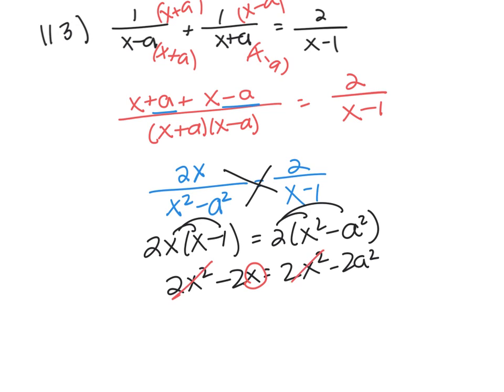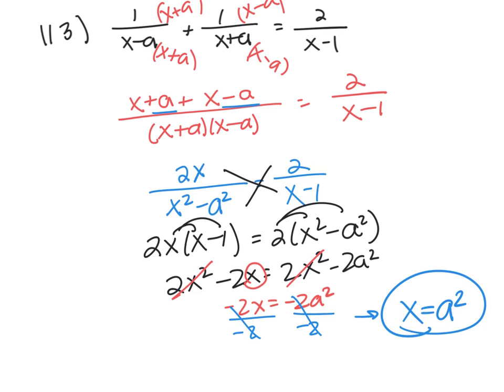And now we can look at what's canceling out. So the 2x squareds on both sides. Or you can subtract the 2x squared to the other side. It would go away. Now we have negative 2x equals negative 2a squared. Last step, we're isolating x. Divide by negative 2. And we end up with x equals a squared.